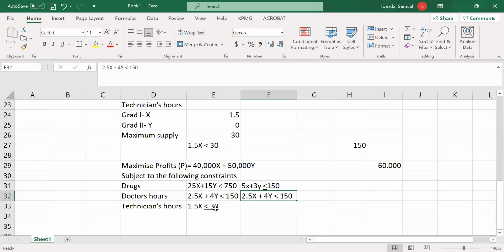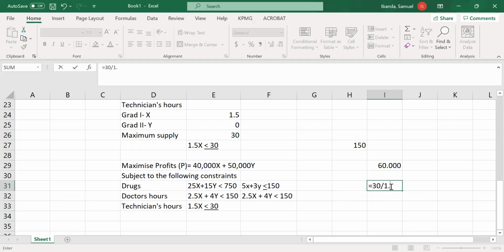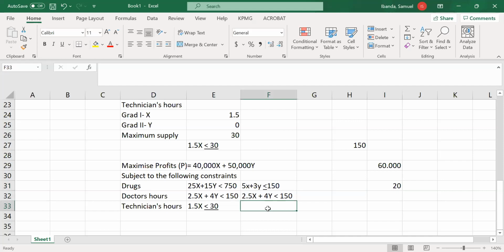But you can see 1.5 and 30 have a common factor, and that is 1.5 itself. When you divide 30 by 1.5 it gives you 20. So this is the same thing as x should be less or equal to 20. Like that. So I just wanted to simplify them in that way for you, okay?